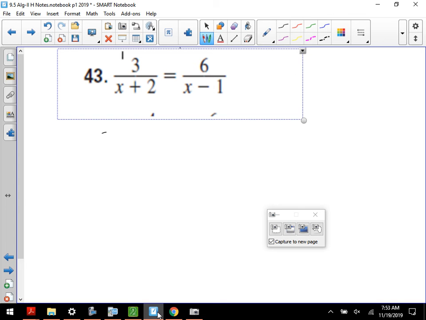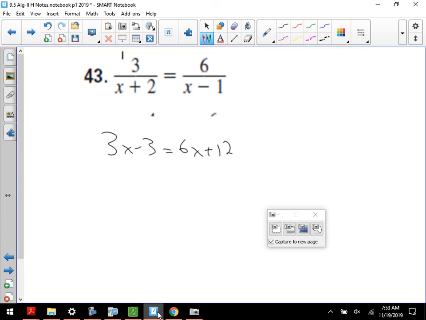So you're going to get 3x minus 3 is 6x plus 12. Move the 12, move the 3, negative 15 is 3x. x is negative 5. Does that work?